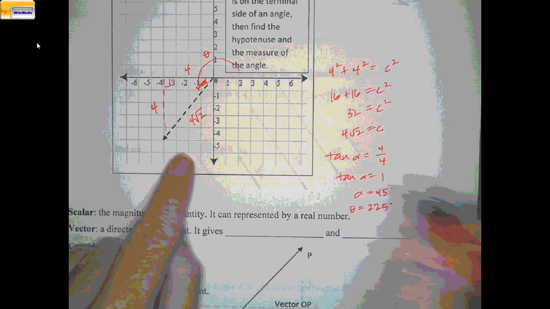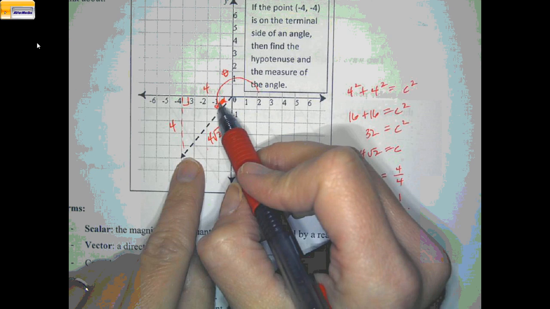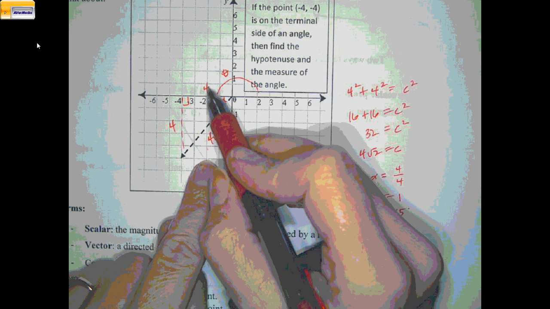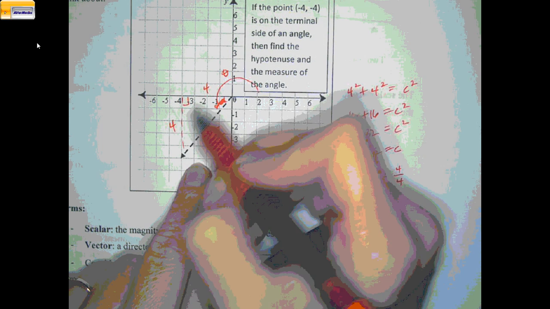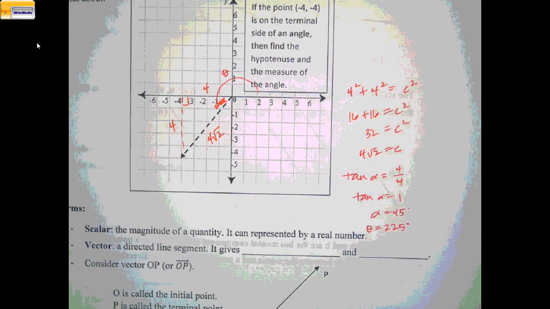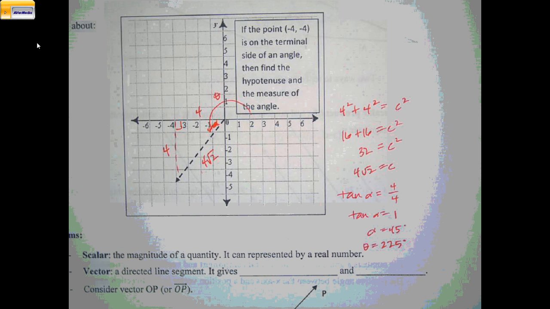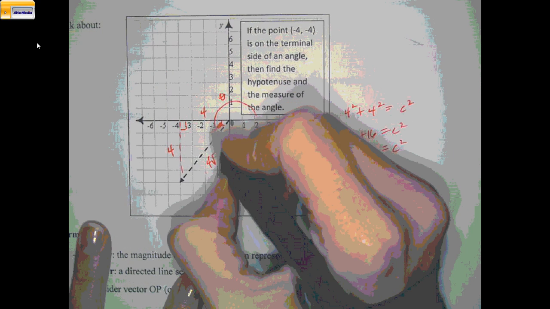You also could have said sine of alpha is opposite over hypotenuse. You could have said cosine of alpha is adjacent over hypotenuse. You could have said, oh, I can see this ratio. It's actually 1, 1, radical 2, and I know that that reference angle is 45. Any of those would work. And that's kind of what we've been doing up to this point, and those are the words we've been talking about. Starting today, this little guy right here is a vector.